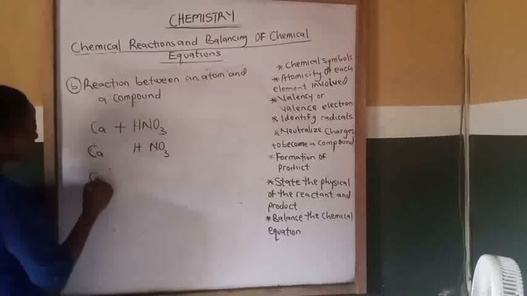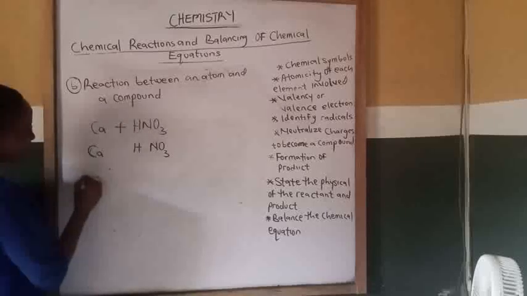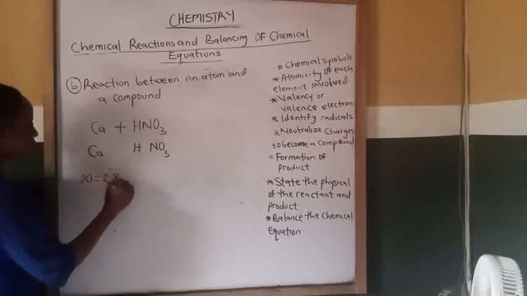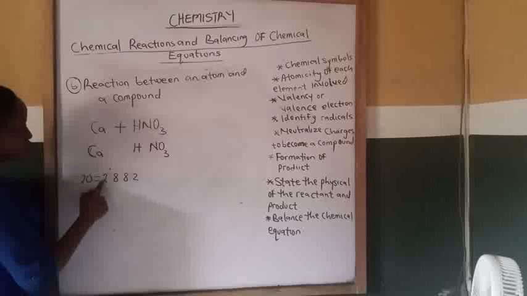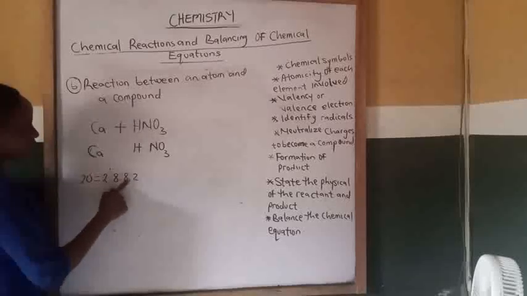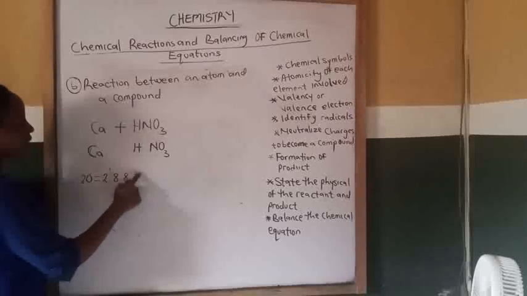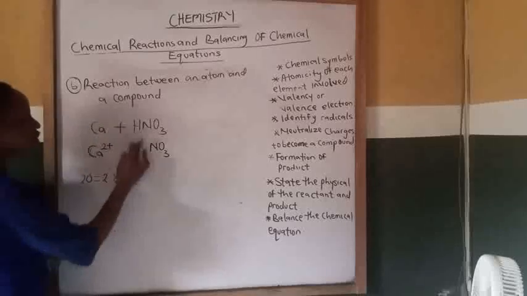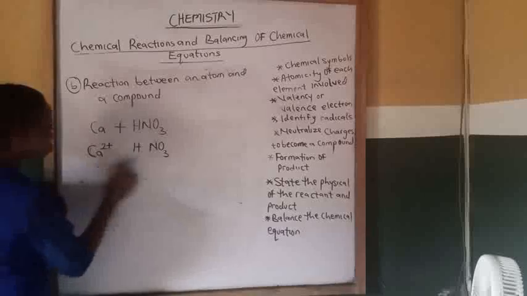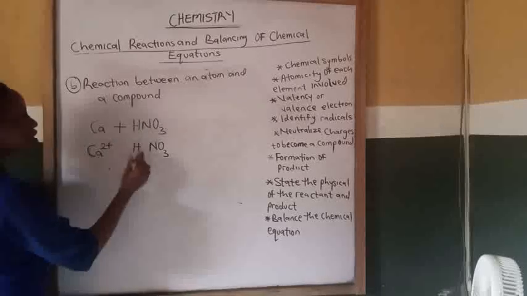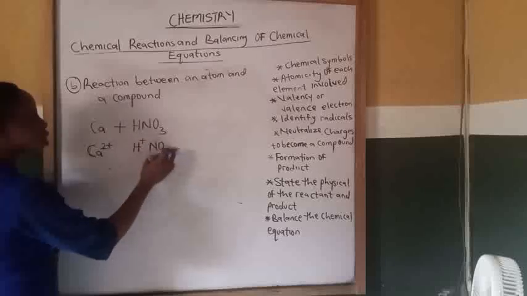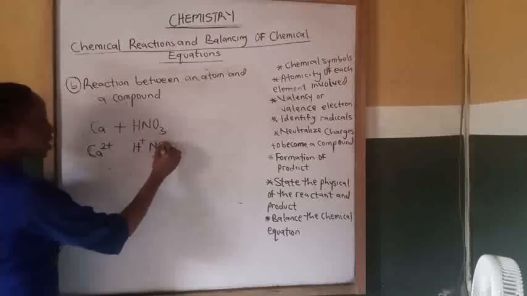So calcium is number 20. The first shell carries 2, the second carries 8, then 8, then 2. 2 plus 8 is 10, plus 8 is 18, plus 2 is 20. So the valence electron is 2, and therefore the charge on it will be 2 plus. Hydrogen is number 1, so the charge on it will be plus 1. I've explained the formation of charge on this radical. So the charge on NO3 is what? It is minus.